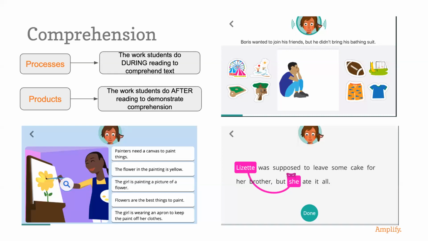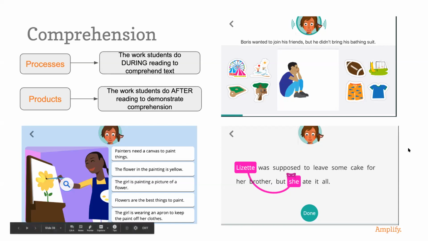Okay, so that is Storyboard, our inference game. And then below it is a game called Unmask That, which in itself is actually a kind of inference. Students are asked to figure out what the antecedent is that the pronoun is referring to in this game. They're taught that sometimes authors use pronouns instead of repeating a name over and over again, and it's your job to figure out which noun the pronoun refers to. And so these are just two examples of some of our micro comprehension processes games.